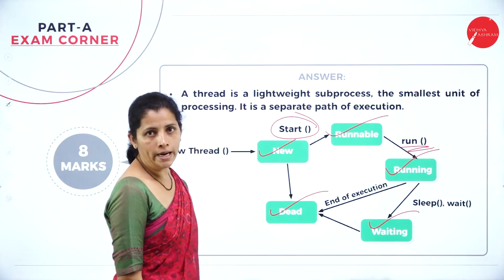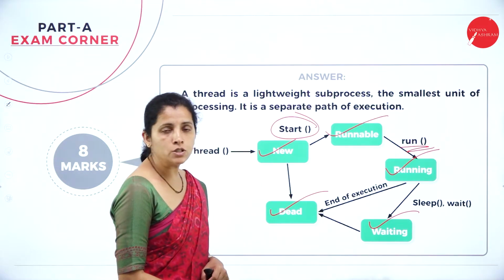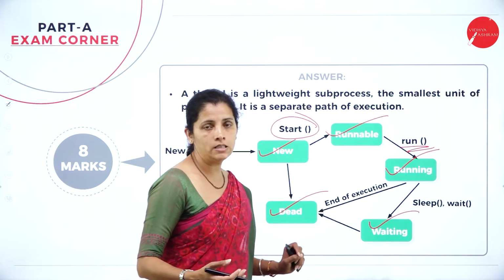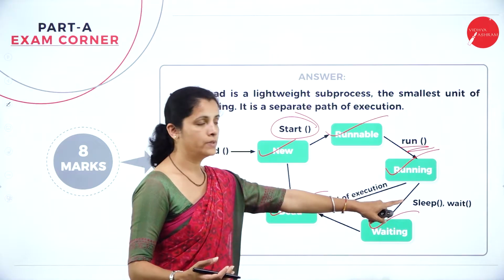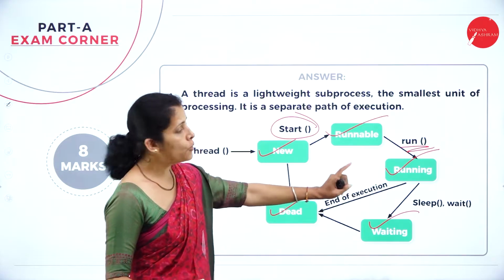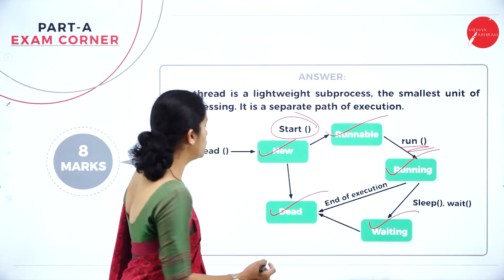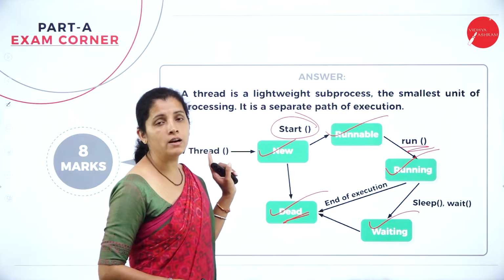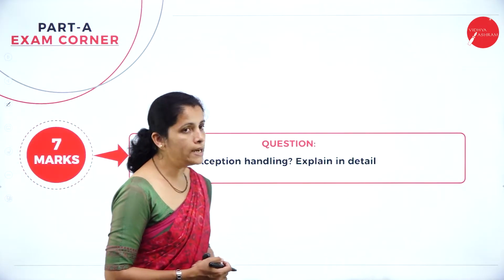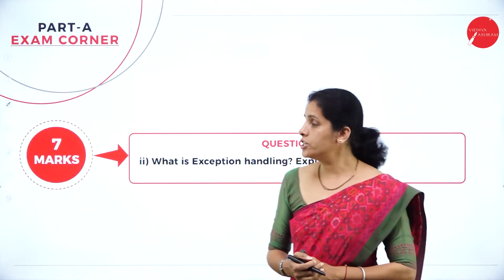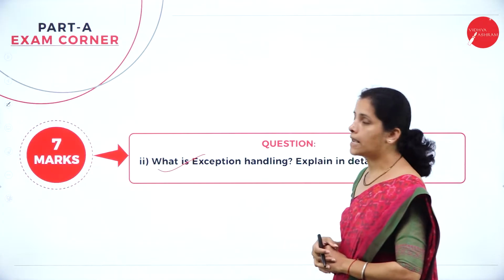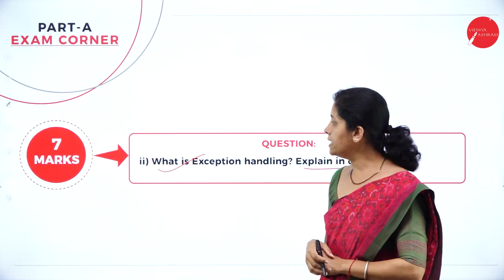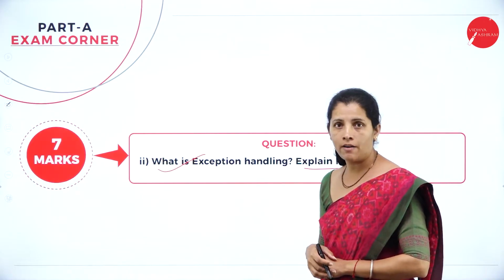Suppose if I want to wait for another process to complete its execution, then I can call the method sleep or wait. Suppose if I want to stop the execution, then I want to call dead. Okay, this is the complete life cycle of a thread. Now, dear student, I'm going to have the second question, that is, what is exception handling? Explain in detail. So, dear student, it is once again 7 marks.